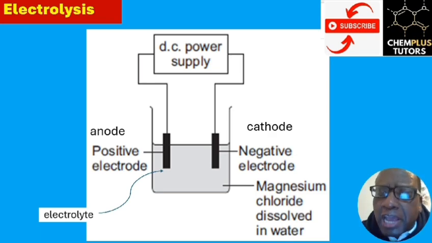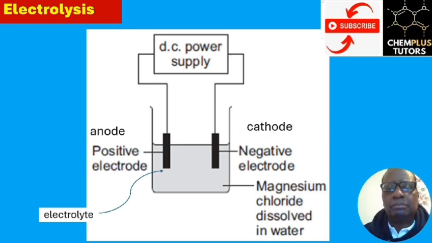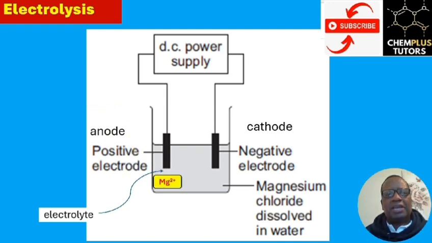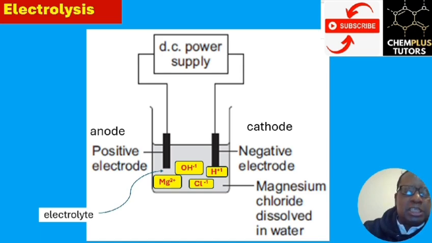So what ions do we have in there? The ions that we have in there are the magnesium ions, the hydroxide ions from water, the hydrogen ions from water, and the chloride ions from magnesium chloride. You are widely expected to know all these: electrolyte, anode, cathode, negatively charged, and the ions present in the electrolysis tank.